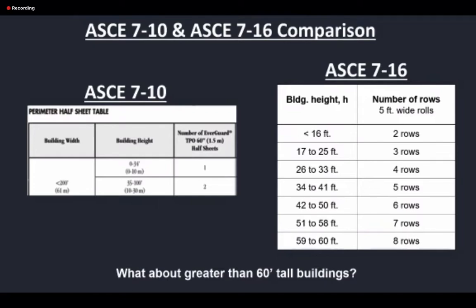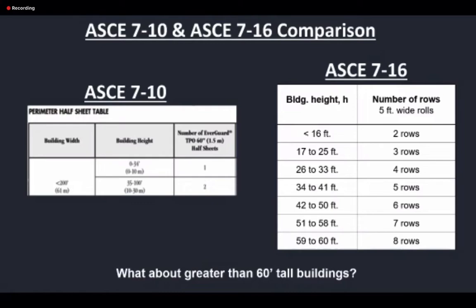So if it's greater than 60 feet tall, we're going to actually revert back to the ASC 7-10. So everybody's like, yippee, right? But as an FYI, your attachment rates are going to be increased because your uplift pressures are going to be higher. They're going to be significantly higher than what we're doing right now.